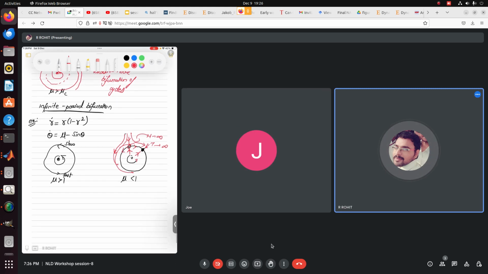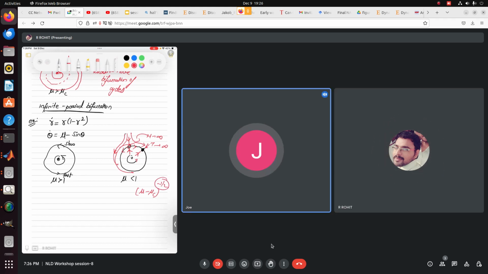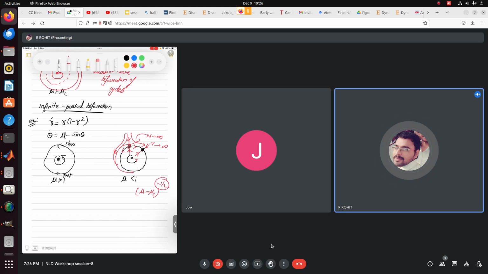So they say that the period scales as nu minus nu c whole to the power minus 1 by 2, so minus 1 by 2 scaling, or square root scaling, also. And so that was one kind of bifurcation people have studied, called infinite period bifurcations. And one more kind of bifurcation that people have studied more is called homoclinic bifurcation.